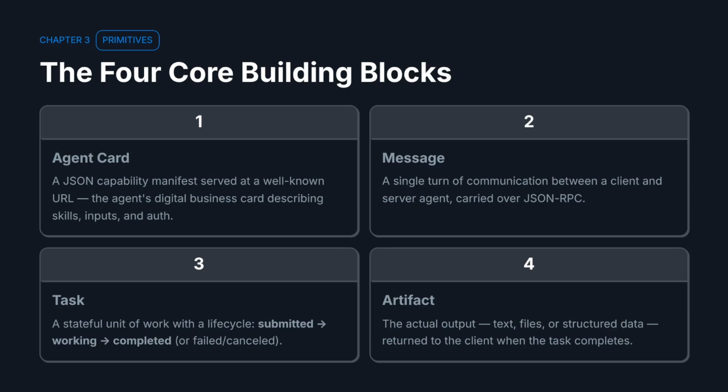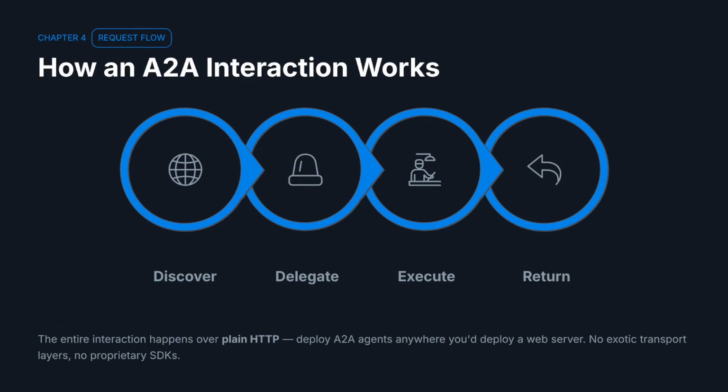Third is the task. This is where it gets interesting. When a client sends a message, the server can create a task, which is a stateful unit of work that progresses through a life cycle: submitted, working, and then either completed, failed, or cancelled. And fourth, the task can produce artifacts, which are the actual output: text, files, structured data that get sent back to the client.